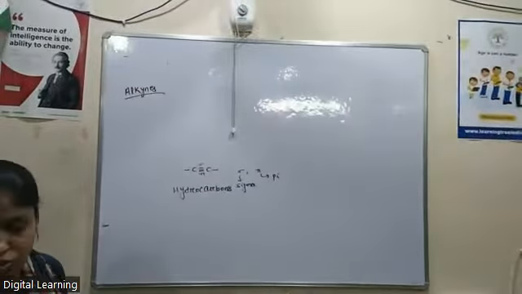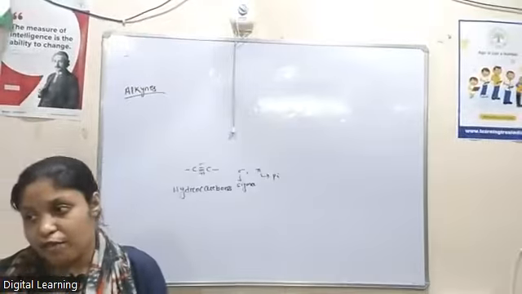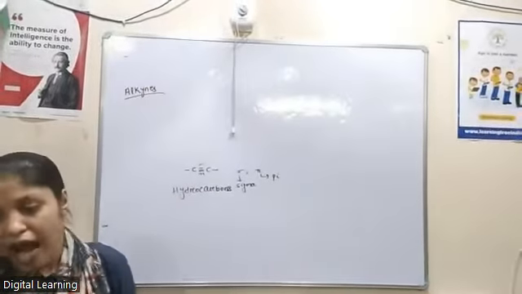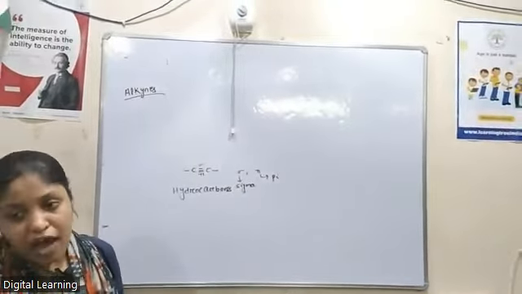Understood? Okay, so now we are going to study about the IUPAC nomenclature. So write down IUPAC nomenclature of alkynes.